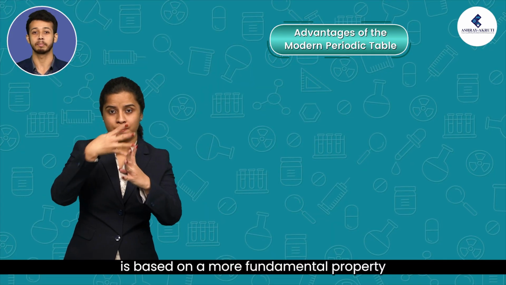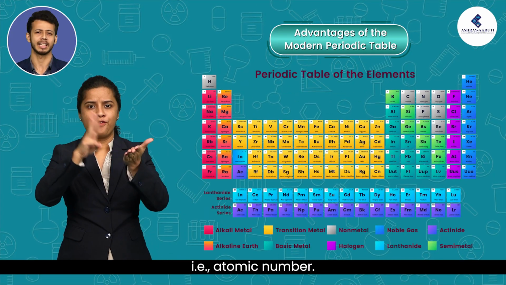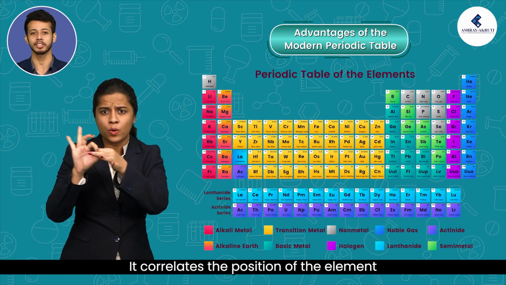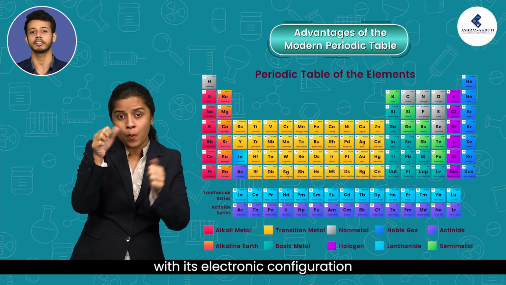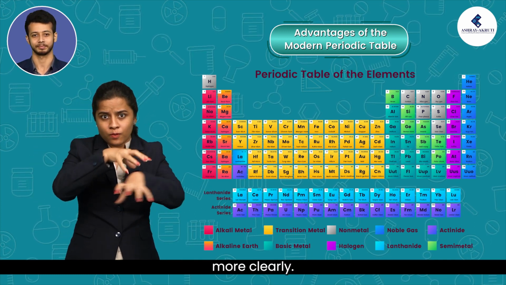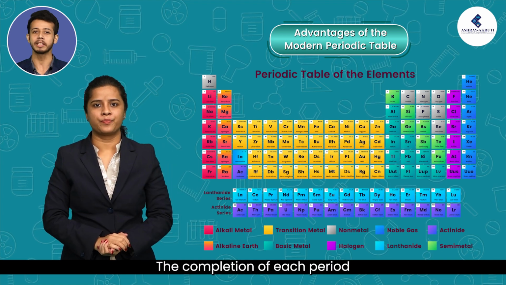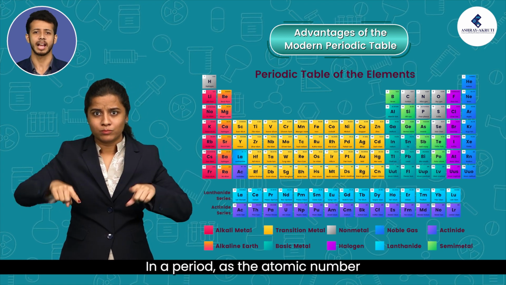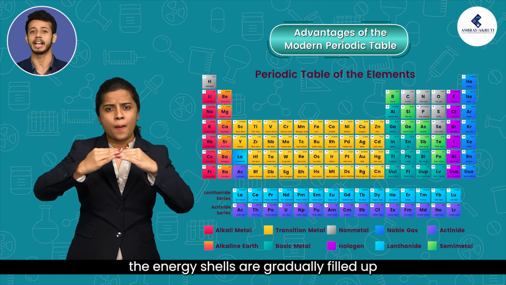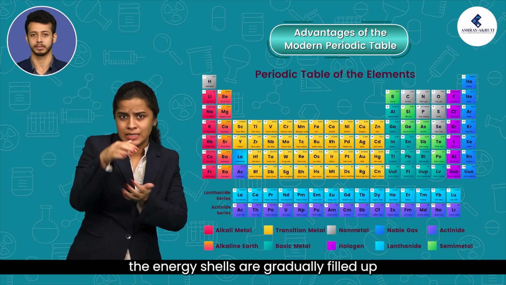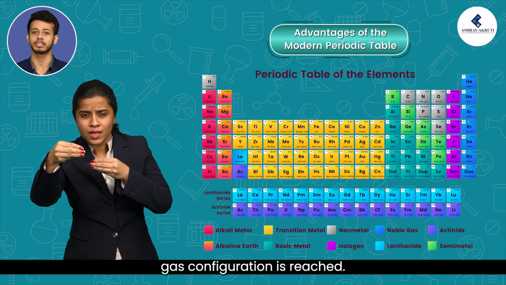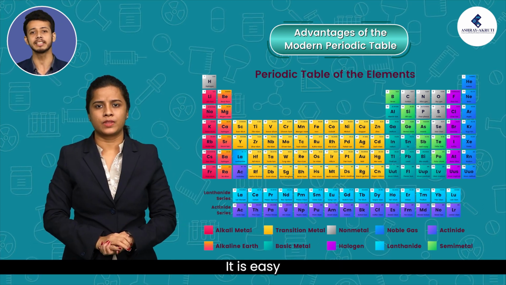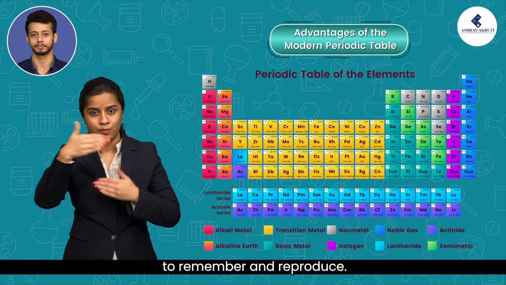The table is based on a more fundamental property, that is atomic number. It correlates the position of the element with its electronic configuration more clearly. The completion of each period is more logical. In a period, as the atomic number increases, the energy shells are gradually filled up until an inert gas configuration is reached. It is easy to remember and reproduce.